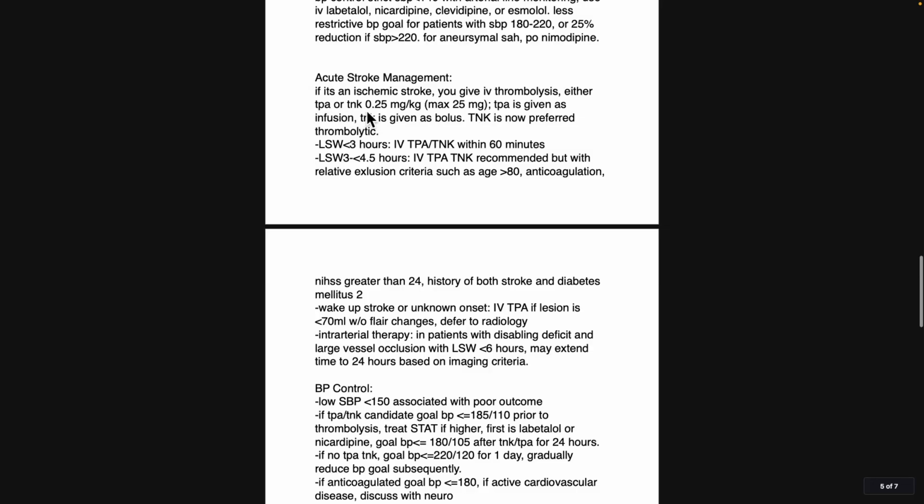So if it's an ischemic stroke, you give IV thrombolysis, either TPA or TNK, 0.25 milligrams per kilogram. The max dose is 25 milligrams. TPA is given as infusion. TNK is given as bolus. TNK is actually now the preferred thrombolytic.